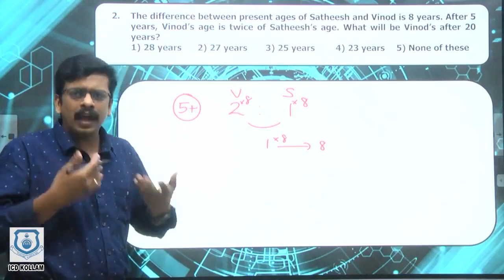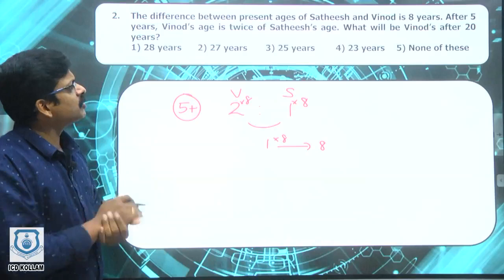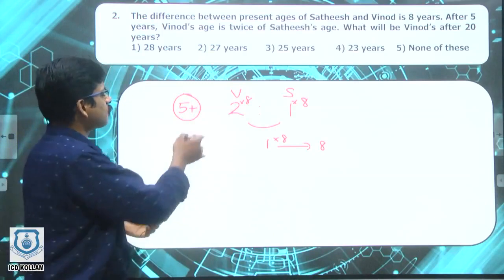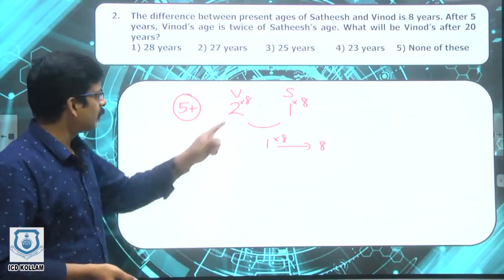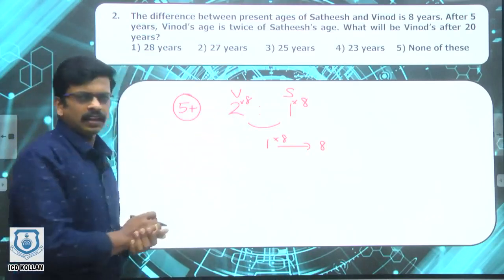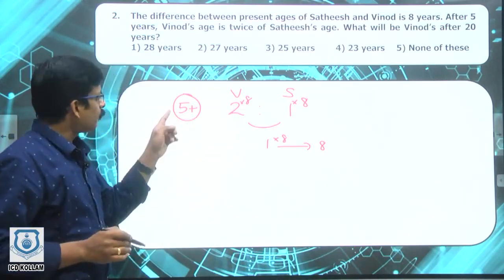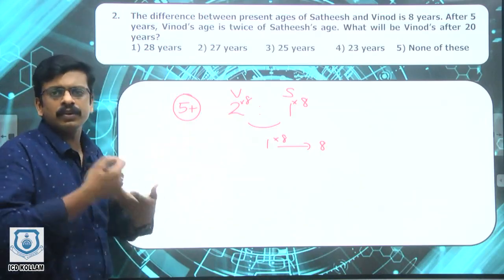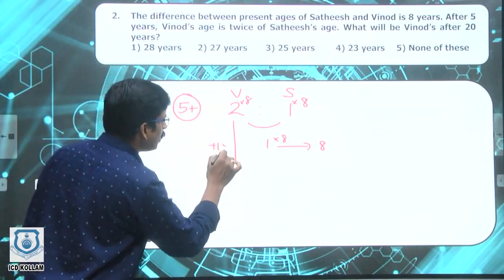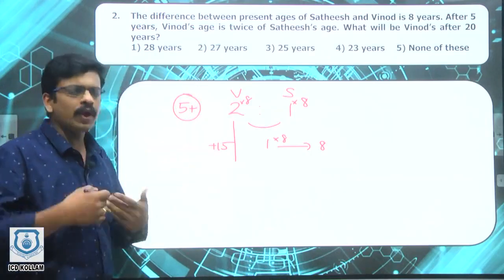Actually, there is no need to find the present age, because what you need to find is Vinod's age after 20 years. Vinod's age after 5 years is this number. Then after 20 years, it increases by only 15, because 5 is already added. So the remaining 15 you need to add.